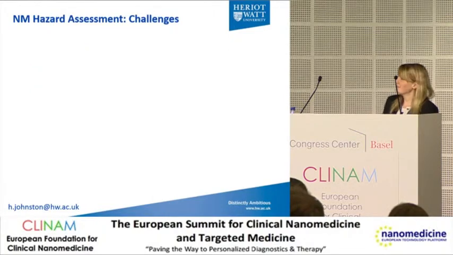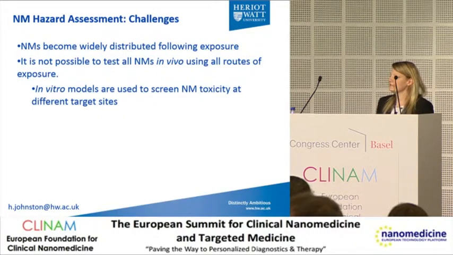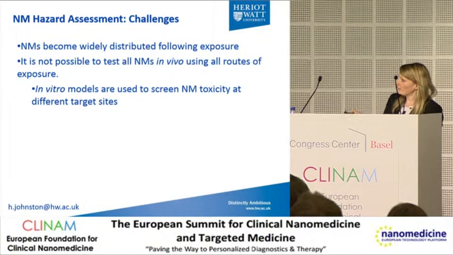So I know I'm short on time, but lastly, I just want to discuss some of the work we've been doing to make the in vitro models that we use slightly more relevant to the in vivo situation. Following exposure, nanomaterials become quite widely distributed. This has been shown in a number of different studies. If we were to use in vivo models to test the toxicity of nanomaterials, it would cost a lot of money. Ethically, it wouldn't really be acceptable. So we need better in vitro models to screen the toxicity of nanomaterials at different target sites.